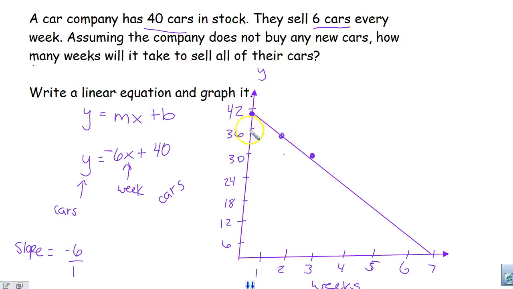And who thinks they could raise their hand and explain, why did I not put arrows on either side of my graph? You can see on this graph, I didn't do arrows on either end. Why not? Good. We can't have a negative amount of cars. We can't have a negative amount of weeks. So we're not going to put arrows on either end.